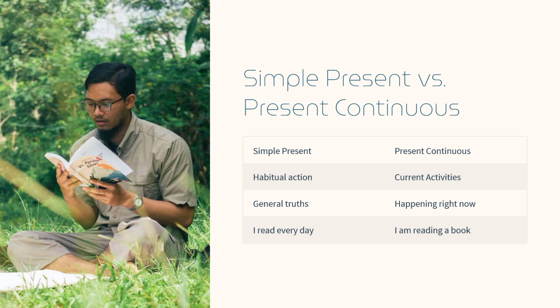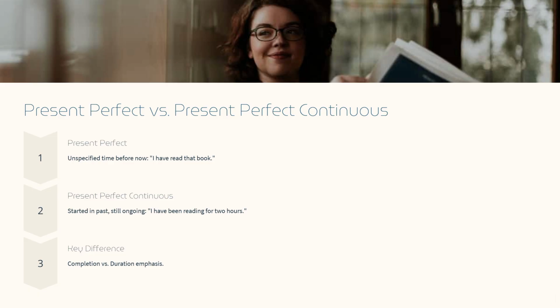in the IELTS exam. And the present continuous, on the other hand, is used for actions that are happening now, such as I am reading a book. This is great for talking about current activities, which is useful for both the speaking and the writing sections of the exam.